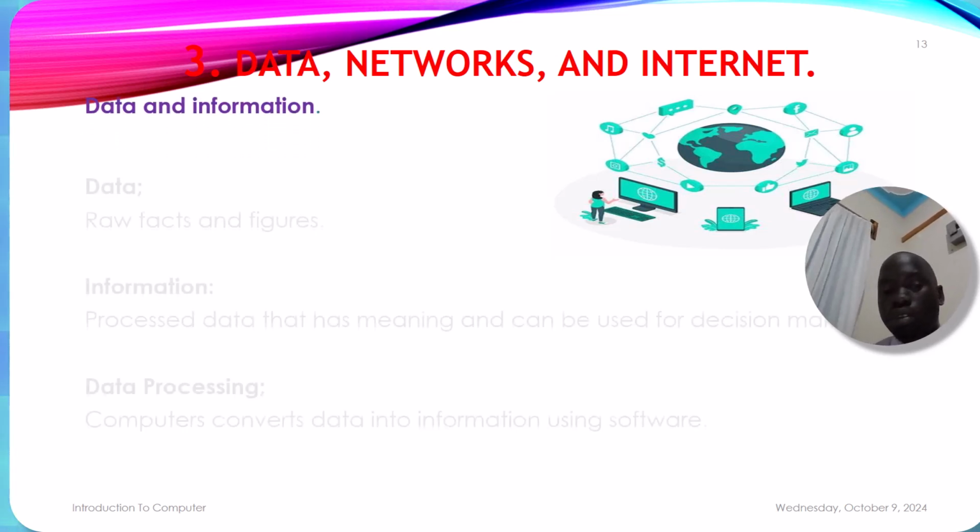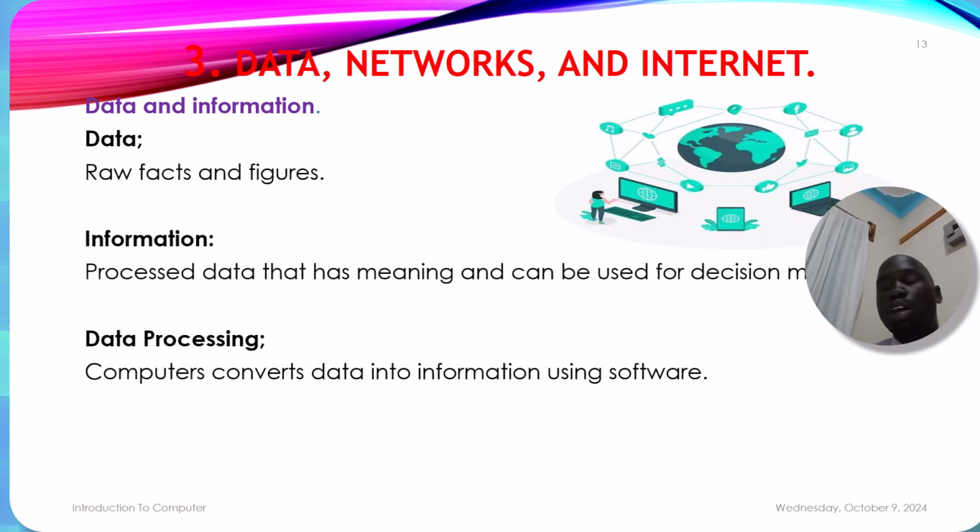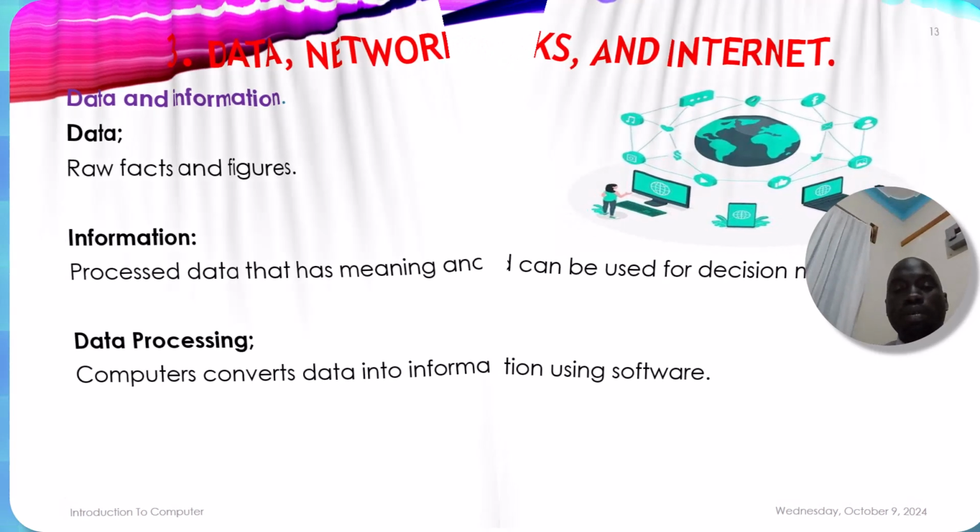Then our third objective is data, network, and internet. Data and information. Data are actually raw facts and figures, and when we talk about information, we mean processed data that has meaning and can be used for decision making. Then data processing. The computer converts that data into information using software.